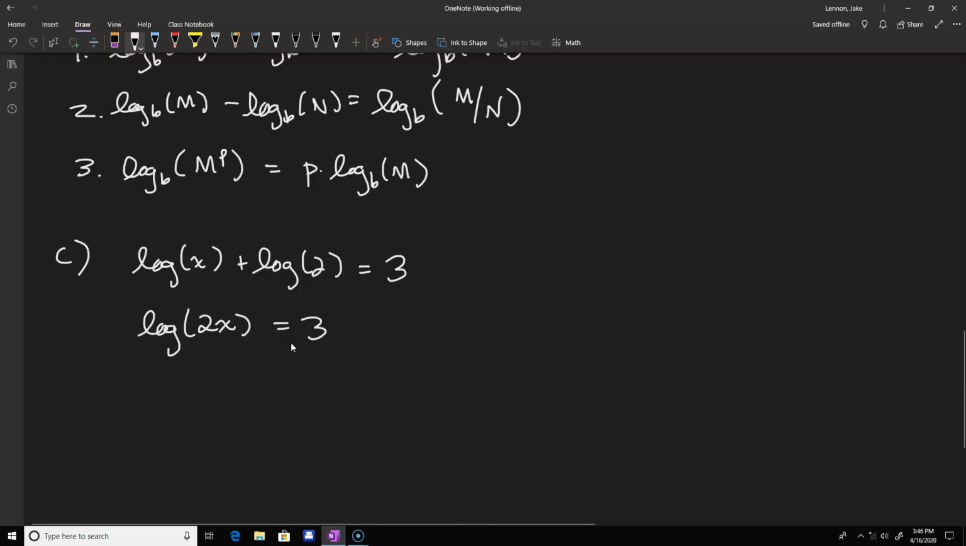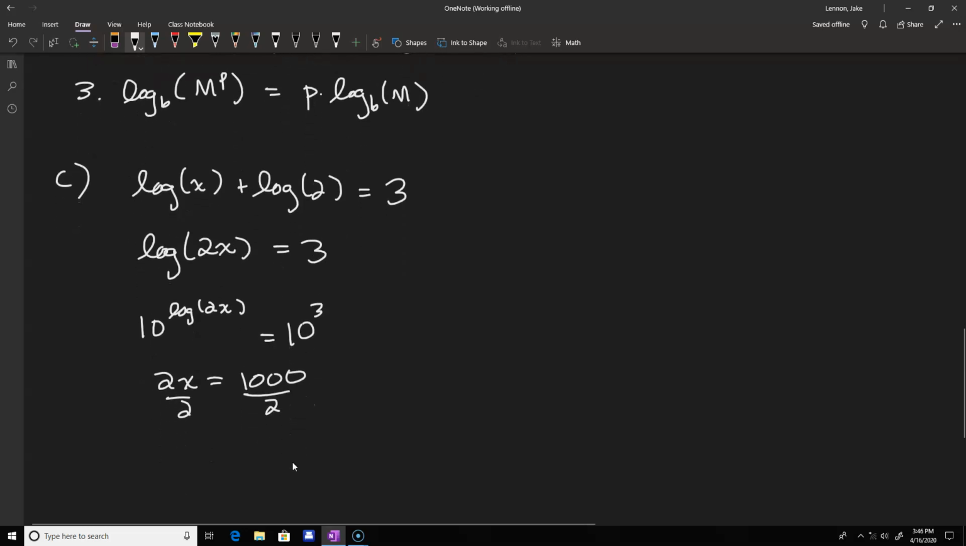This will equal 3. So now we can use our inverse property and say, okay, well, 10 to the log of 2x is equal to 10 to the third. So we have 2x equals 1,000. And then when we divide by 2, we get our answer of 500. So x is equal to 500.